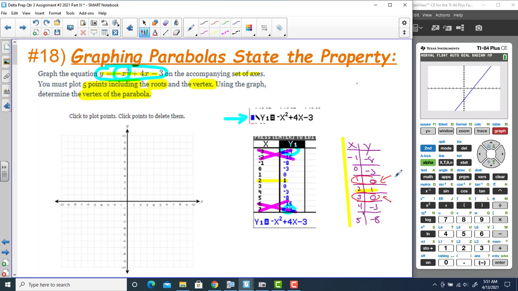The 5 points that we want to graph include the vertex, the 2 roots, and any 2 other points you'd like. And it might just be easiest to graph the points prior to the root and after. So maybe you want to do the y-intercept as your 4th point and its symmetrical point as your 5th point.